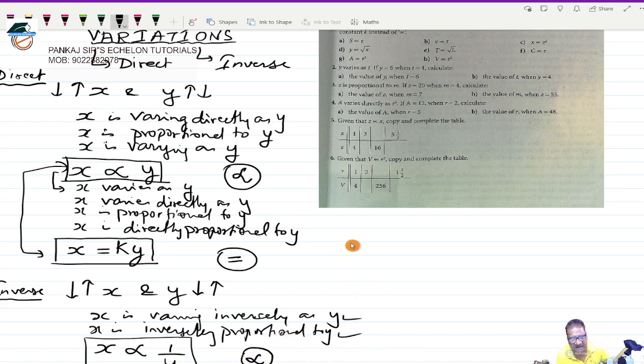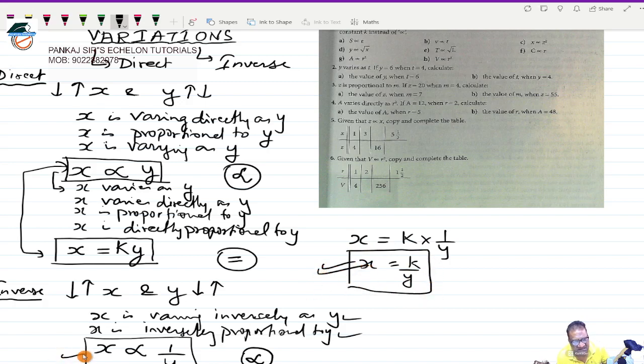Now again, if you want to replace this proportionality sign by an equal to sign, you have to do that this way: x equal to k multiplied by what is on the right hand side, 1 upon y. You can write this as x equal to k upon y. Is that clear? Now this and this are the same thing, that is x and y, two quantities inversely proportional to each other or inversely varying with each other.